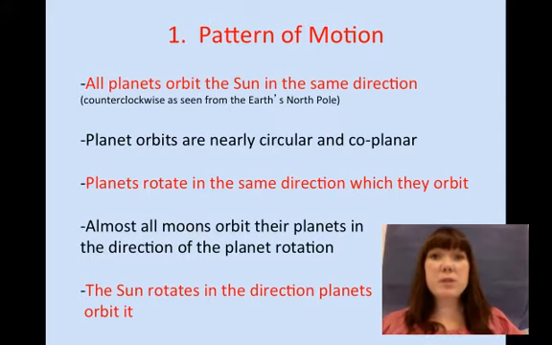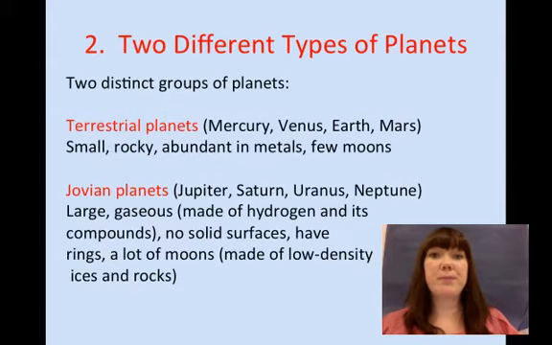When we take a look at the moons in our solar system, almost all of them orbit their planets in the same direction that the planet rotates, that counterclockwise motion. And then the sun also rotates in the same motion. So we have this counterclockwise rotation and revolution throughout our solar system, so somehow that motion must have been sparked during the formation phase or even prior to that.